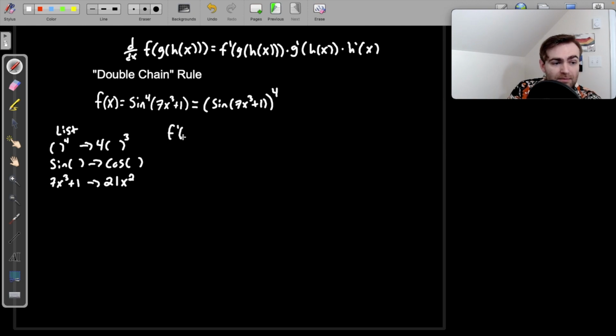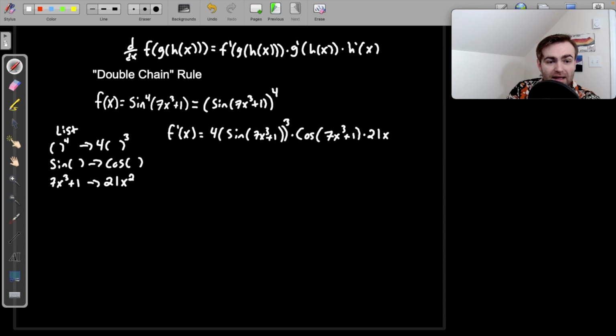So we're going to have f prime of x is equal to, well, the first derivative would be 4 times, keeping the inside the same, so this is sine of 7x cubed plus 1 to the third power, times the derivative of the inside, which would be cosine. Keep the inside of that the same, so this 7x cubed plus 1, times the derivative of that, which would be this 21x squared.